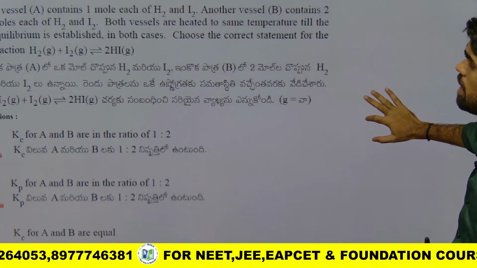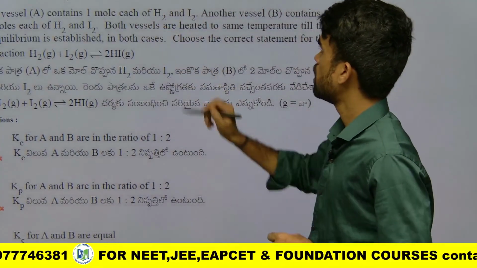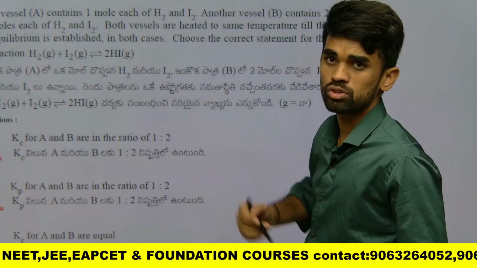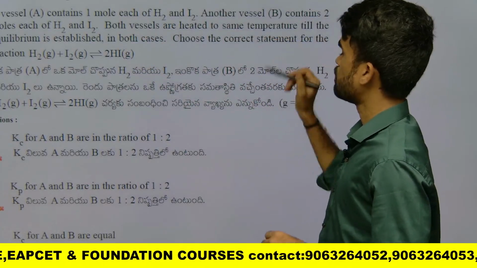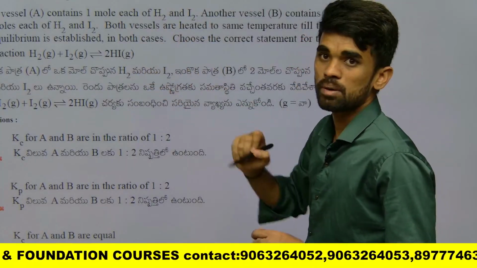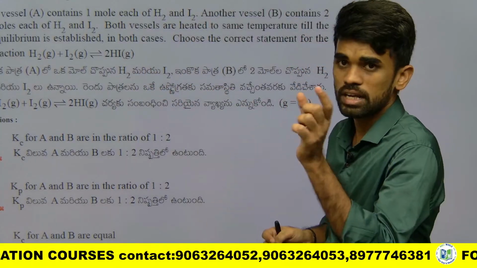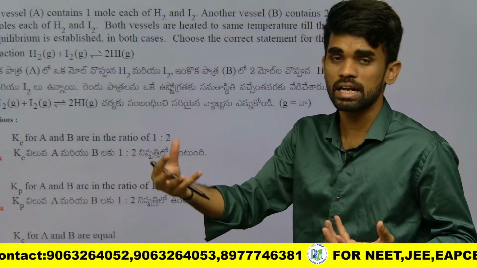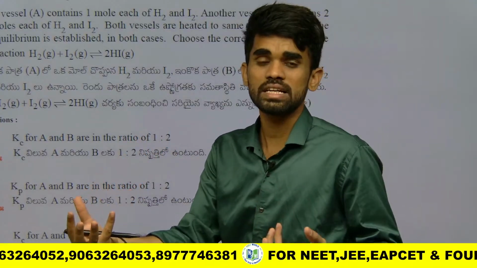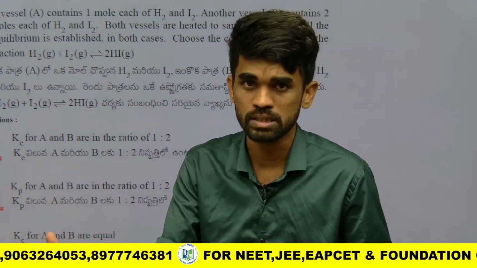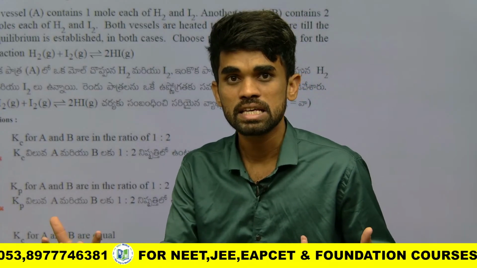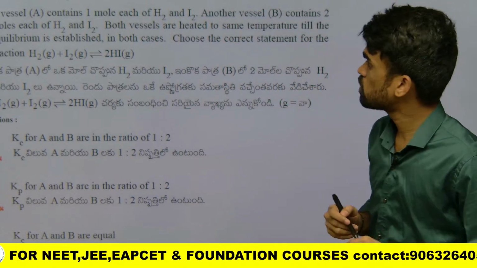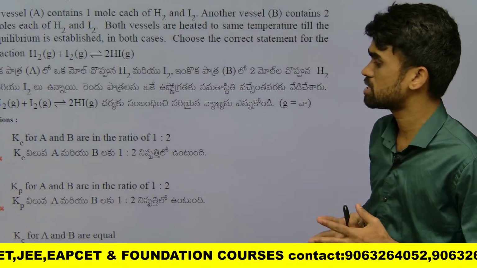See, vessel A contains 1 mole of H2 and I2. Another vessel B contains 2 moles of H2 and I2. Both vessels are heated to the same temperature till equilibrium is established in both cases. So there are two vessels in which the number of moles are taken differently, 1 mole in one and 2 moles in the other. It means the concentrations of gaseous substances differ in the two vessels, but the temperature is the same. So what is the equilibrium constant here? How does the equilibrium constant differ for both of these?